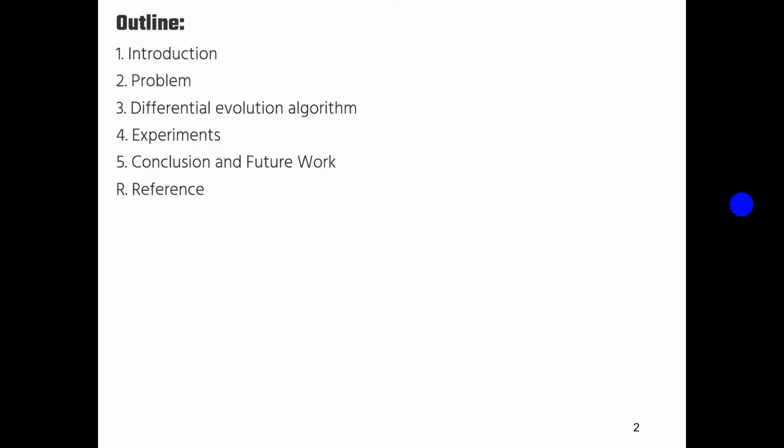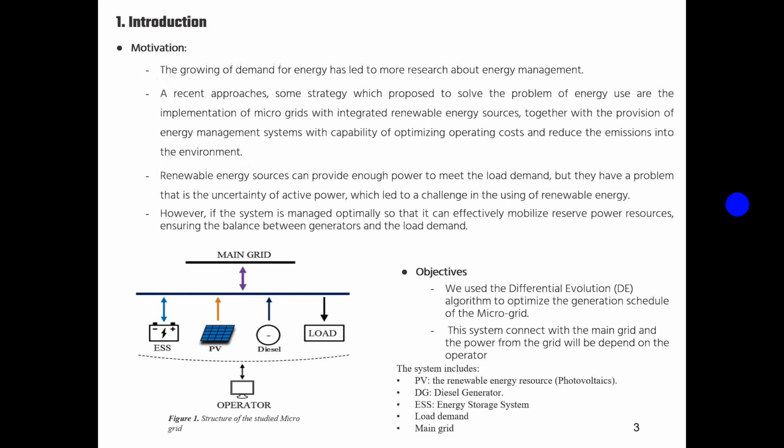And this is the outline. First, we will introduce the problem and the final project. Next, we will talk about the differential evolution algorithm that we use for the final project. Then we will talk about the experiment. And the final part is the conclusion and future work.